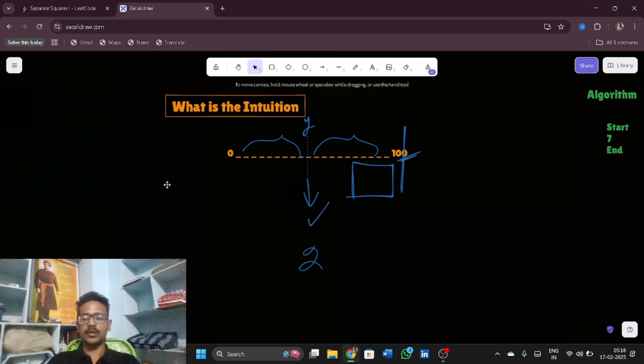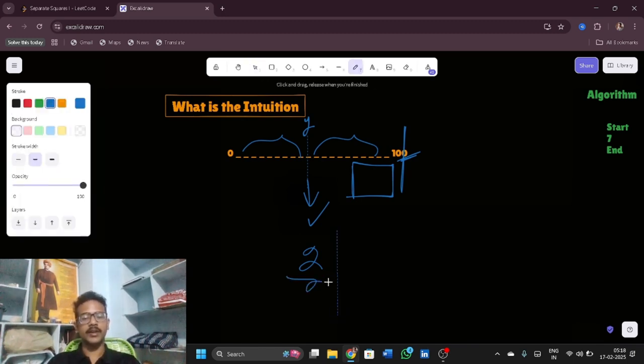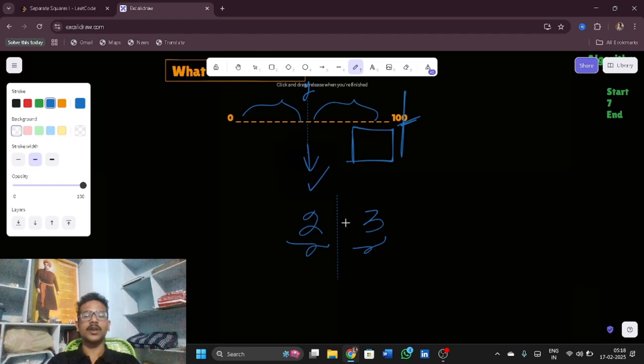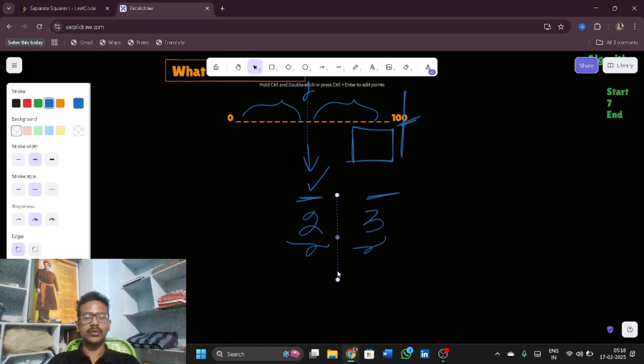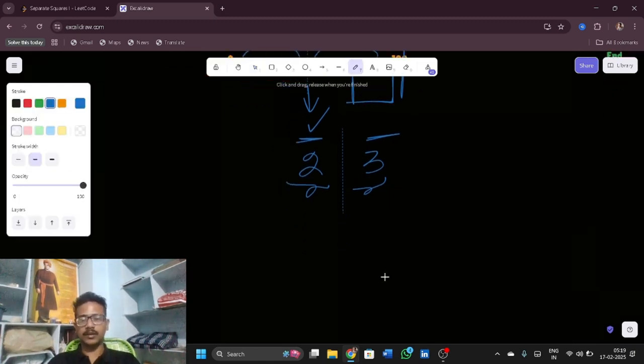So imagine this is my line. This line is breaking here, and the left area is 2 and the right area is 3. Now 3 is greater than 2. So what will I do? I'll go to the middle, that means this side, so that it will break and I can get something in the middle.